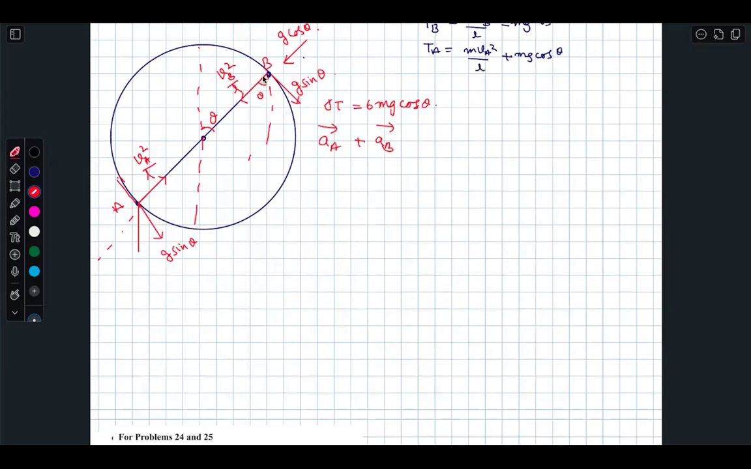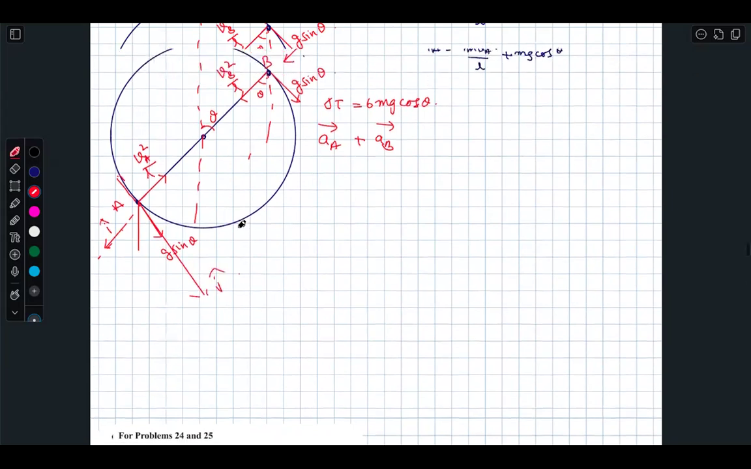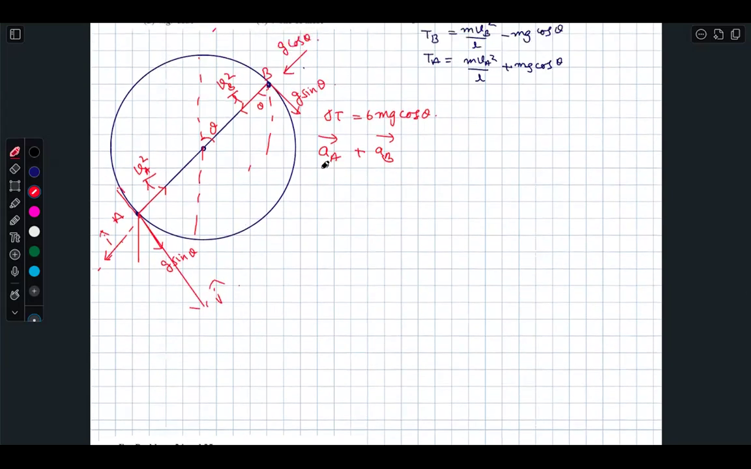Acceleration of A: you have one vector in this direction, another vector in the other. Here, it is our choice every time. We will call this line i cap and this line j cap for a while. Can you please help me in writing acceleration of A bar? Simply minus VA square by L i cap plus g sin theta j cap. Why mg? It is acceleration. g sin theta j cap.